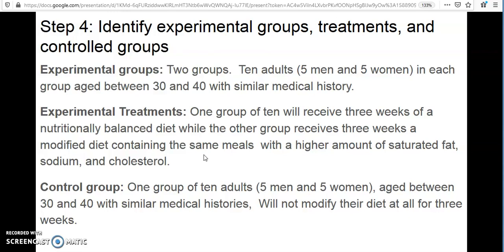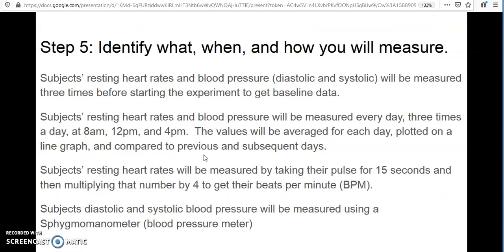This ensures that they're receiving the same meals, but they have a higher amount of those risk factors, saturated fat, sodium, and cholesterol. Then we're looking at our control group. This is one group of 10 adults, 5 men and 5 women, aged between 30 and 40 with similar medical histories. And they're not going to modify their diet at all for 3 weeks. They're going to continue to eat what they usually eat and keep that all the same.